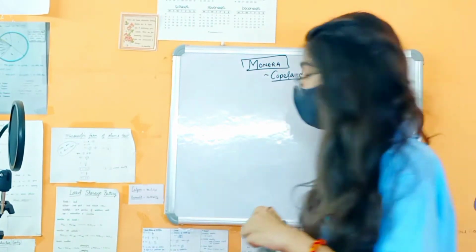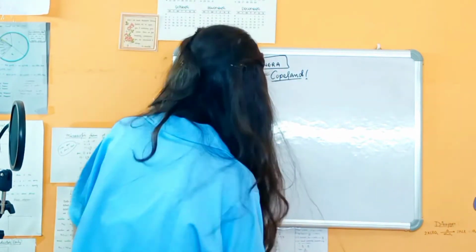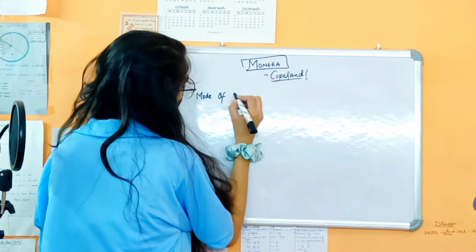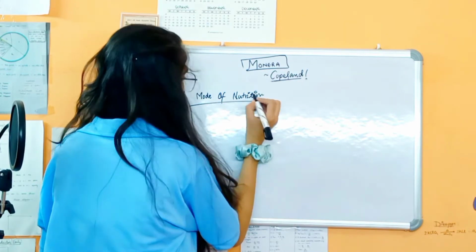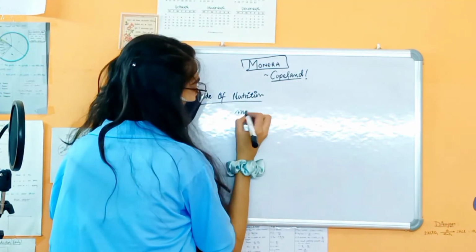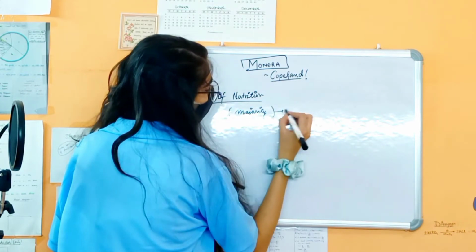Now that we have studied the basic characteristics of monerans, the cell wall structure and the shapes of monerans, let's see the mode of nutrition of monerans. These monerans are getting nutrition from somewhere, and they are affecting us so much, so there must be a mode of nutrition. The majority of the bacteria are heterotrophs.